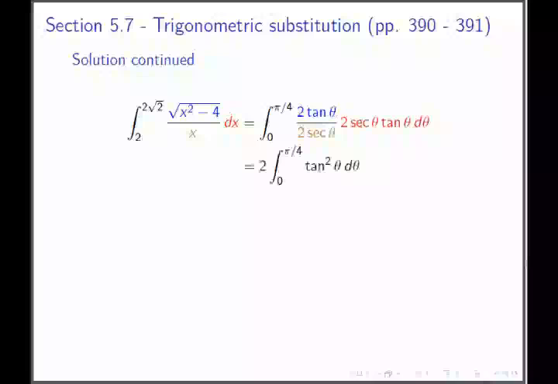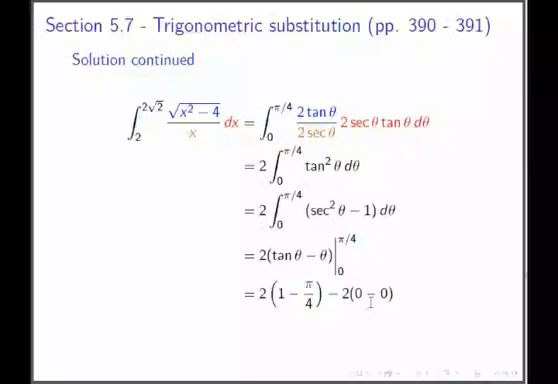Okay, now we're ready to simplify. I see that 2 secant theta cancels with 2 secant theta. This other 2 can come out front, and then there are 2 tangents remaining, so we have tangent squared theta d theta. To do this, we're going to use the Pythagorean identity, switching this to secant squared theta minus 1, as described in the previous video. And then these are two basic integrals. Now we plug in pi over 4, and then we plug in 0, and then we simplify.